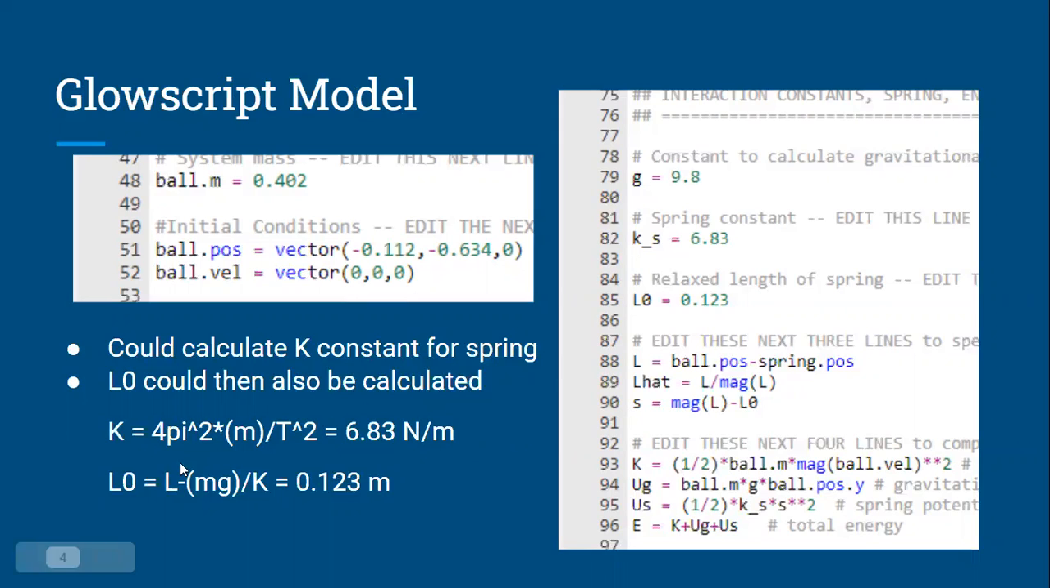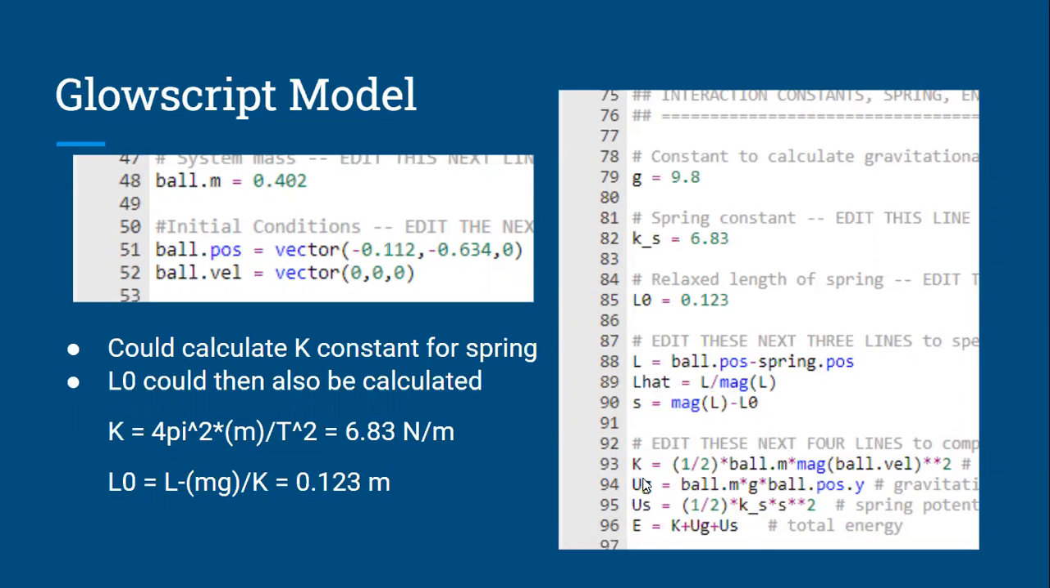We could rearrange them, and k was calculated by doing 4 pi squared times the mass divided by the period squared, and we got 6.83 newtons per meter. And then the relaxed length was the stretched out length of 0.7 meters minus mg divided by k, and that turned out to be 0.123 meters. Then for the L and L hat, we did the ball's position minus the spring's position, and then the length of the stretched out spring was the magnitude of L, and then the s was our L minus the L0. And then we had to change some of our energies.